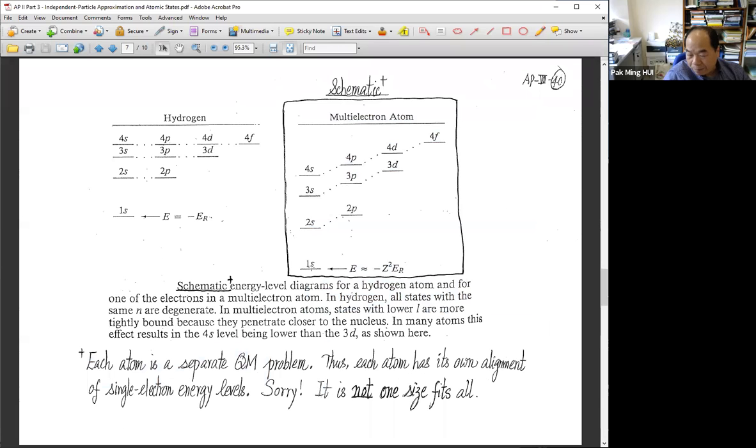So let me pause here for a break, and then I will come back here, and then we can look at the periodic table, things like that, okay? So break now.